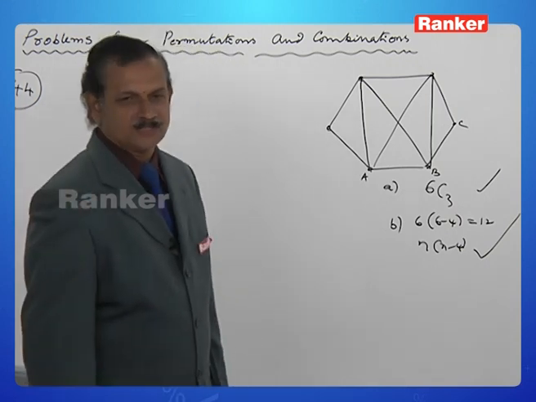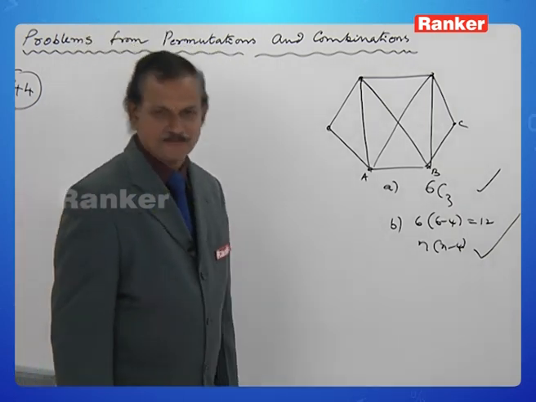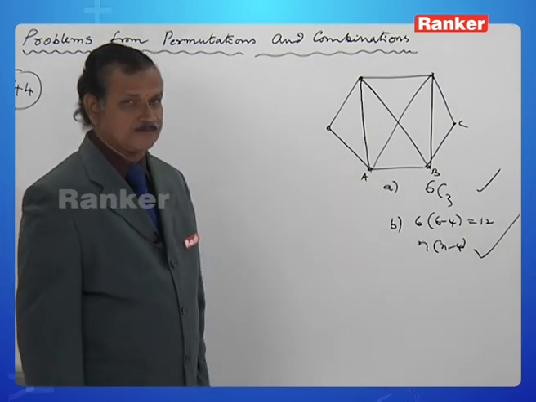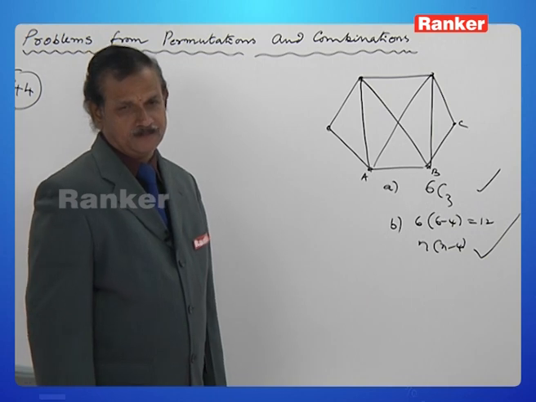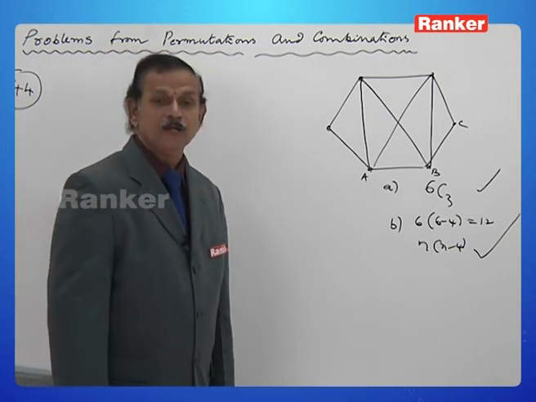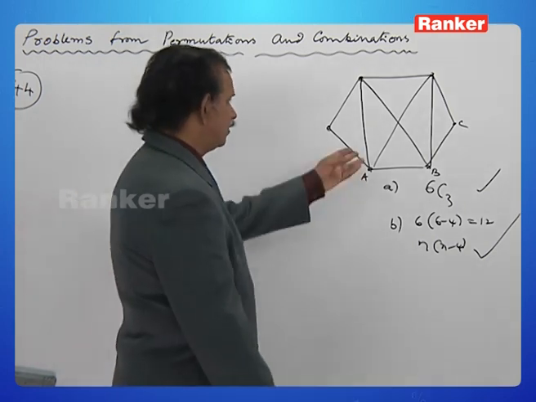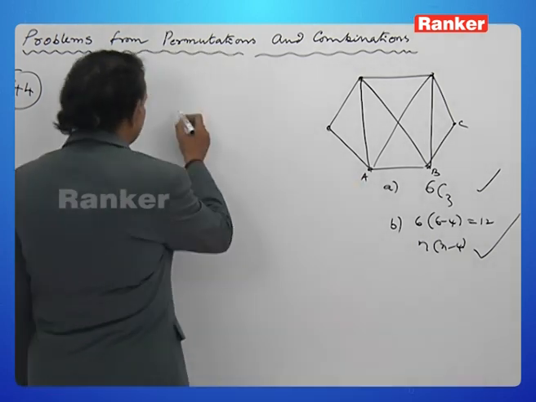Now, let us think of this third option. What is the third option? Number of triangles which have 2 sides in common with that of the polygon. Observe the diagram once again.